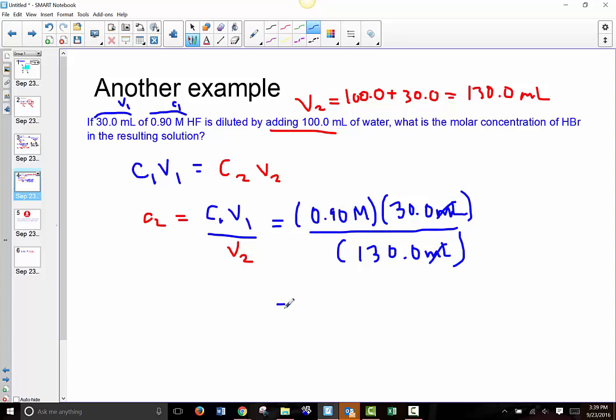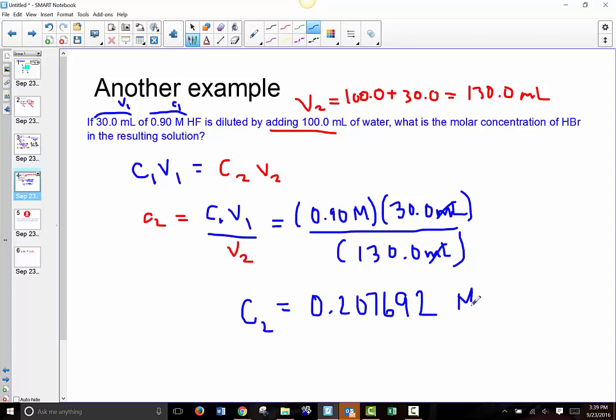So C2 is equal to 0.207. I'm going to leave some decimal places here, 69. Okay, give yourself enough that you're not going to round off too quickly before you start to think about your sig figs. My units are moles per liter.